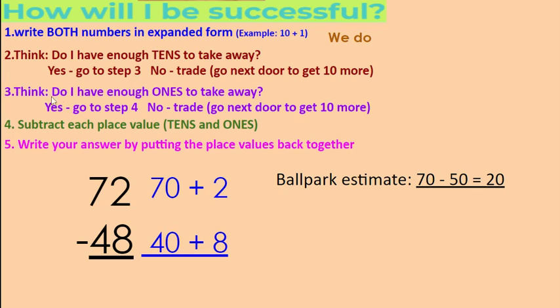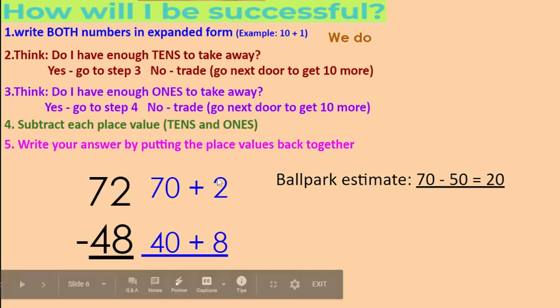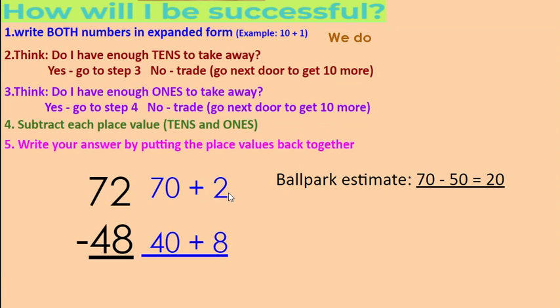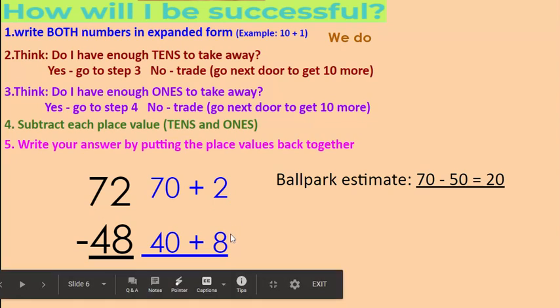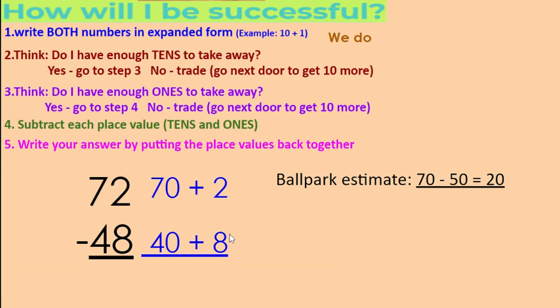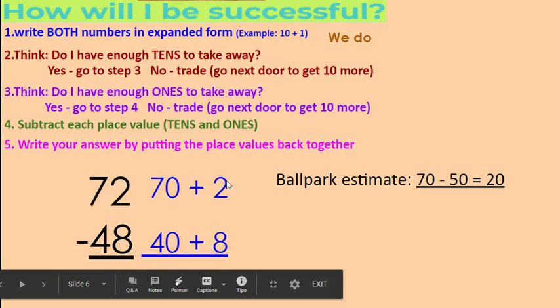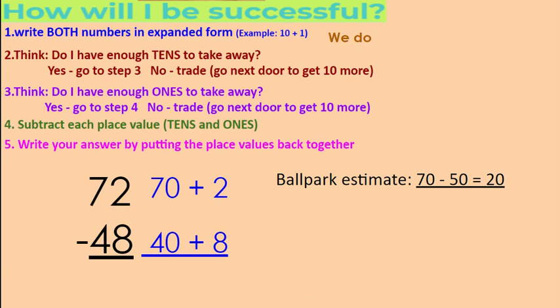You have to think, do I have enough 1s to take away? Let's take a look at your 1s. Here you have 2 1s. Can you take away 8? No, you can't. If you only have 2, you don't have enough to give 8 away. So, you answered no. You need to trade or go next door to get 10 more. So this 2 goes to 70 to get 10 more.